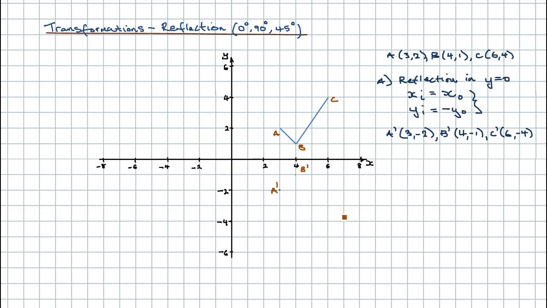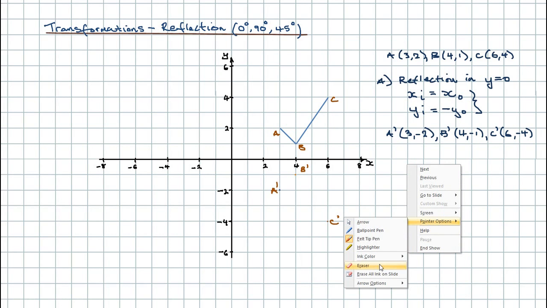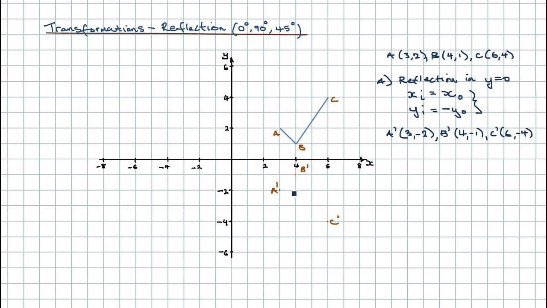So B prime is here, and C prime is at 6, negative 4, so that's here. So lo and behold, our method works. Let's join it together, and you can see the mirror image.